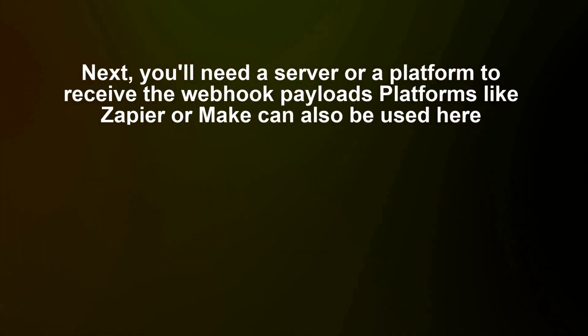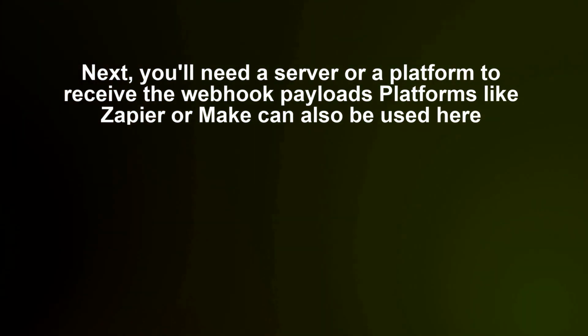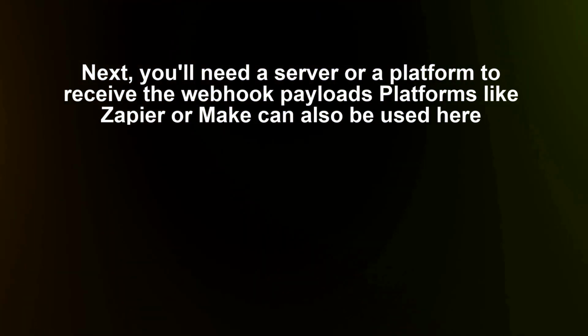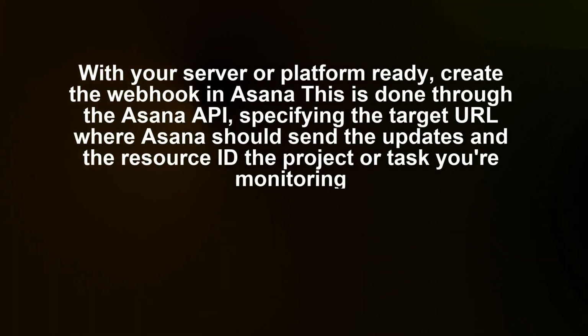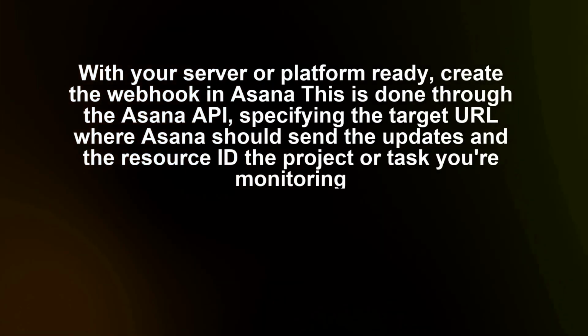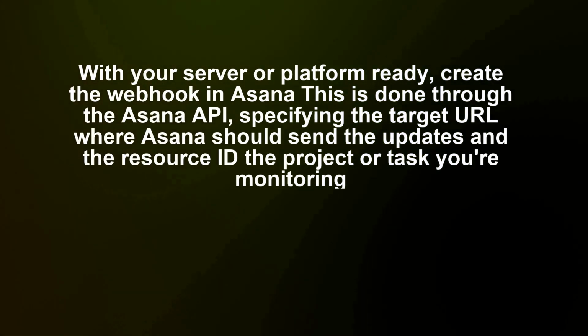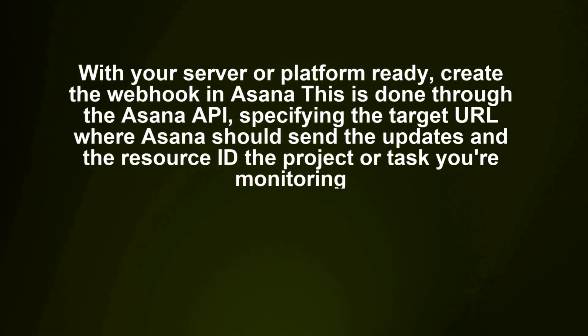Next, you'll need a server or a platform to receive the webhook payloads. Platforms like Zapier or Make can also be used here. With your server or platform ready, create the webhook in Asana. This is done through the Asana API, specifying the target URL where Asana should send the updates and the resource ID, the project or task you're monitoring.